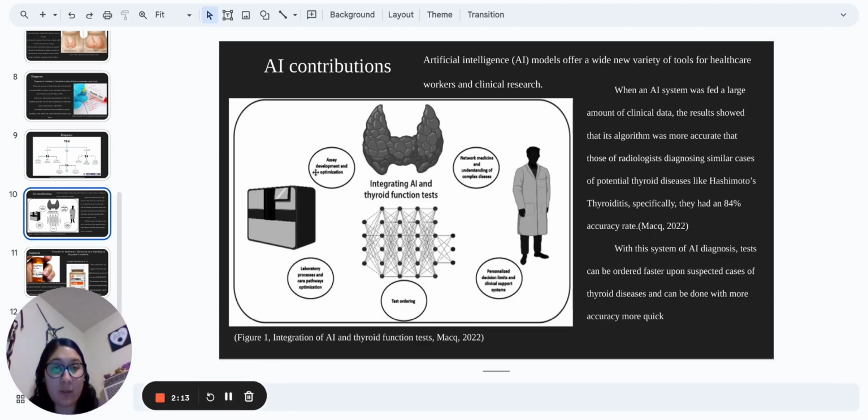Here we have a simple image discussing the integral AI functions relating to thyroid function tests. We have a person who can possibly cause human error, and then we have an AI function that is purely fed clinical research.